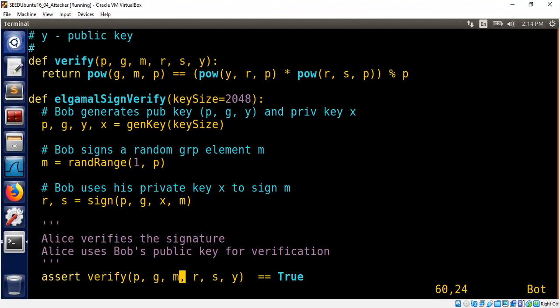He publishes r, s, and m to the world. Now anyone can check whether this is a valid signature by using Bob's public key. As you can see, we are using Bob's public key parameters. p, g, and m are all public. Of course, r and s are public, m is public. So we are verifying everything using public data. That's all.